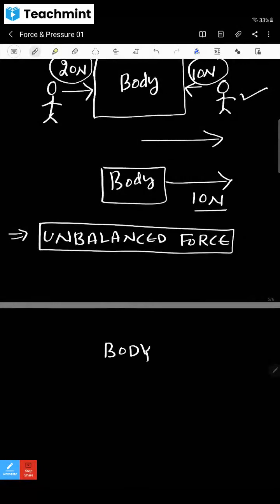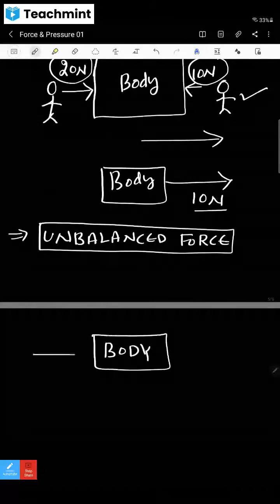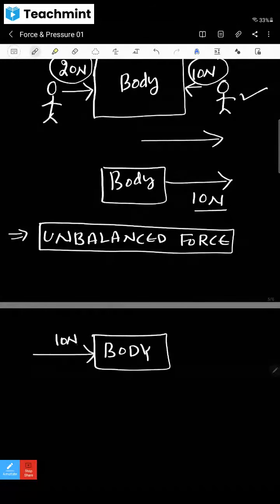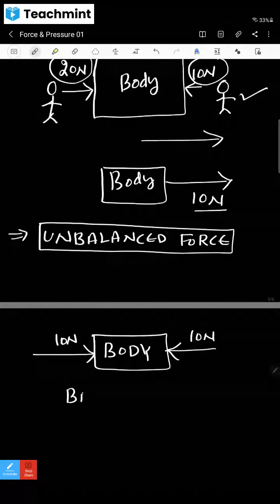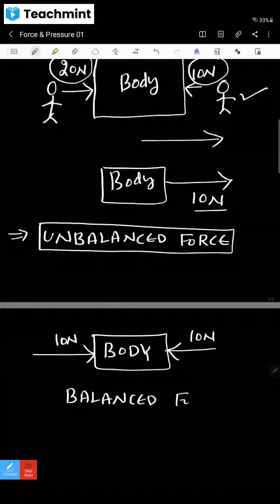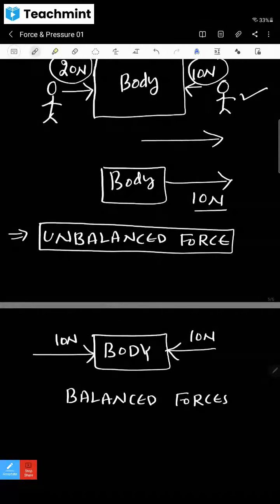For example, I have this body, and here one person is applying 10 Newton force, and here another person is also applying 10 Newton force. Don't you think these are balanced forces? Yes or no? So these are called balanced forces.